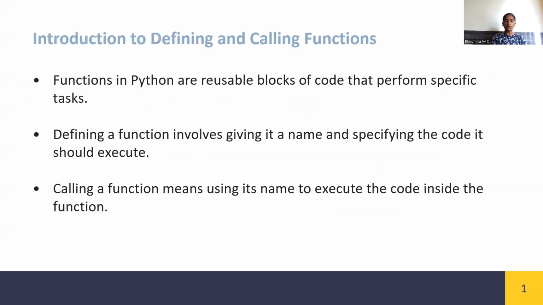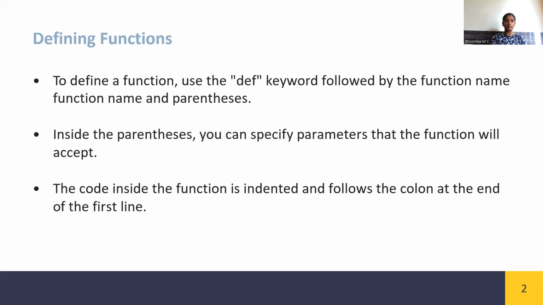Introduction to defining and calling functions. Functions in Python are reusable blocks of code that perform a specific task. Defining a function involves giving it a name and specifying the code it should execute. Calling a function means using its name to execute the code inside the function.